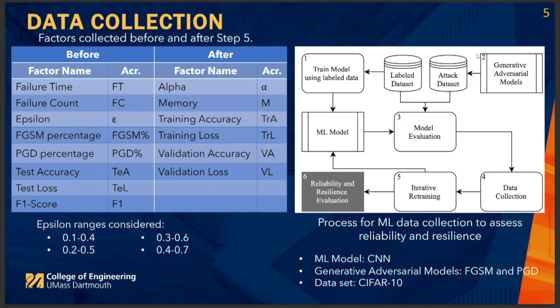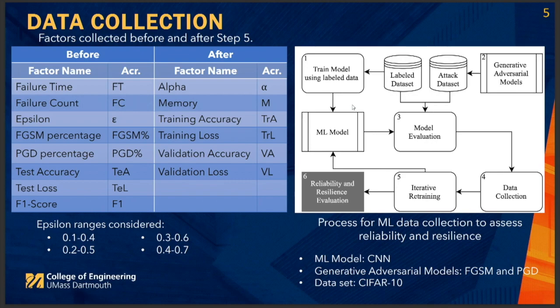And then we collect several factors such as failure time and failure count. Failure here we consider every time that the model does not classify an attack as an attack, and it classifies it as a real image. Epsilon here represents the amount of noise that was injected in the images. I consider four types of epsilon ranges because smaller epsilon ranges are harder to be detected, and higher epsilon ranges are easier to be detected. So we also wanted to identify how this would impact the reliability and resilience of the models.